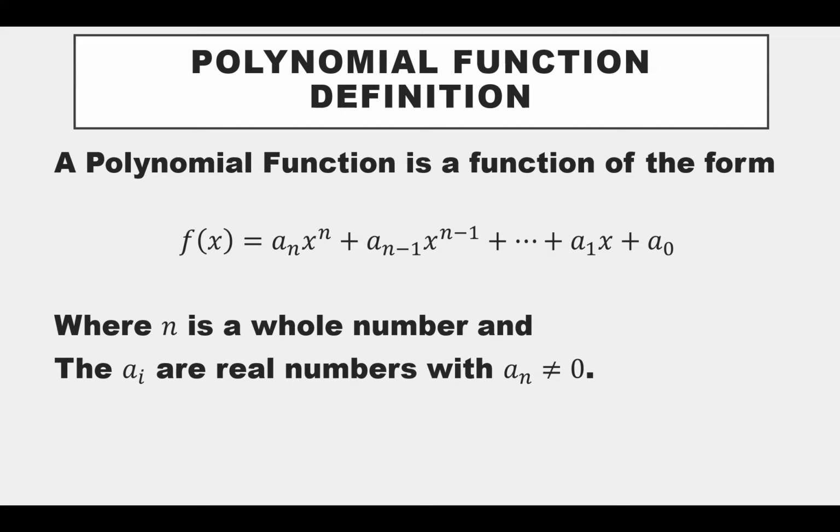The other thing about a polynomial function is that the power of n has to be a whole number. So it has to be a non-negative integer. And then n minus 1 is also a whole number. This is x to the first, that's also a whole number exponent. When I don't see any x, that's like an x to the 0, and 0 is a whole number.